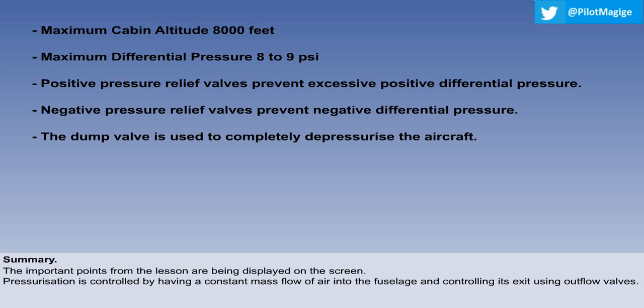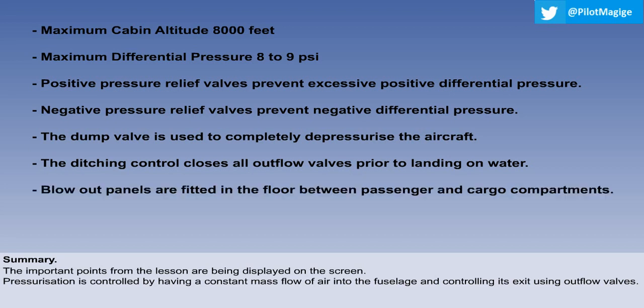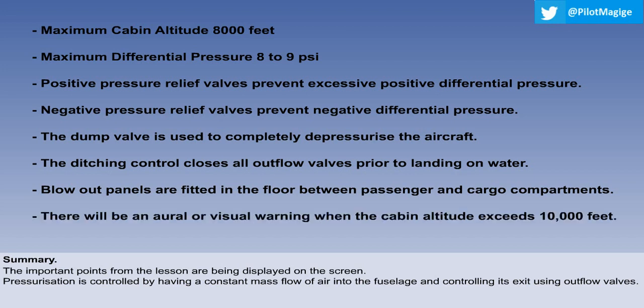The dump valve is used to completely depressurize the aircraft, and the ditching control is used to close all outflow valves prior to the aircraft landing on water. Blowout panels are fitted in the floor between passenger and cargo compartments in order to prevent excessive differences in pressure occurring between these areas. And finally, an oral or visual warning will be given to the crew when the cabin altitude exceeds 10,000 feet.